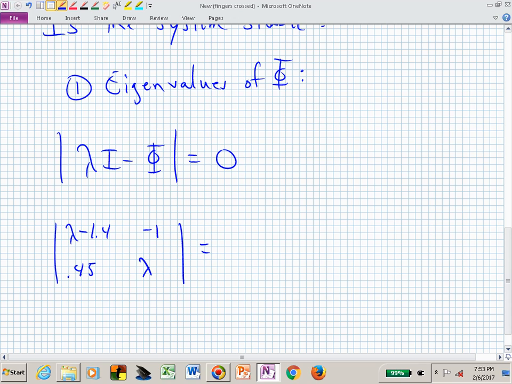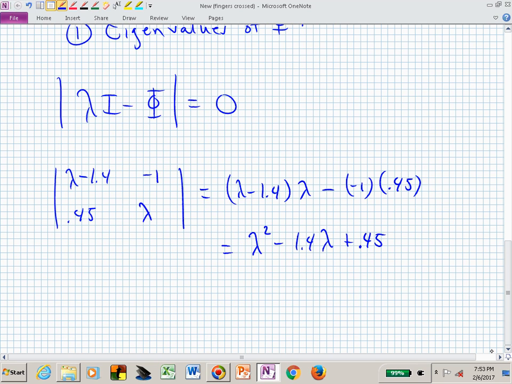and for a 2 by 2, you should be able to find the determinant of that. That's the product of the diagonals minus the product of the off diagonals. Or I now have lambda squared minus 1.4 lambda plus 0.45.